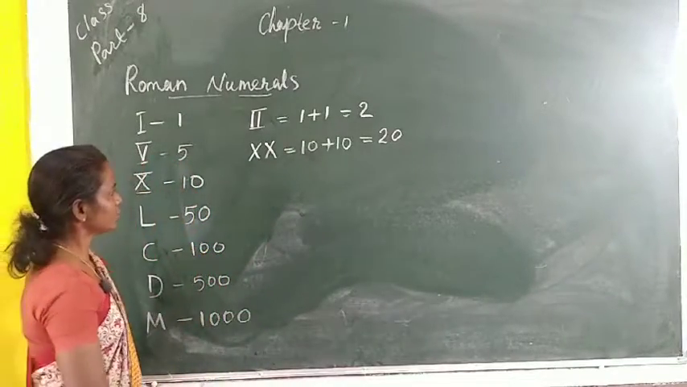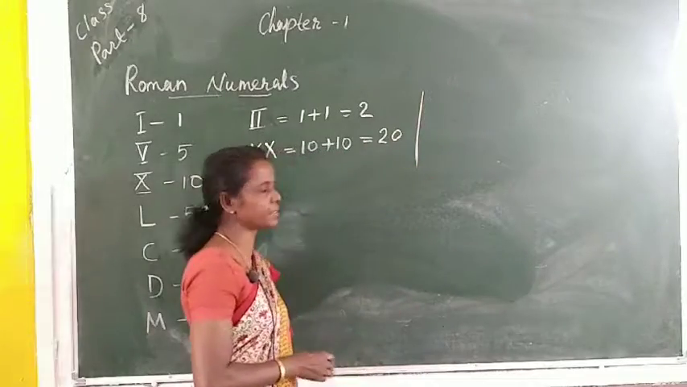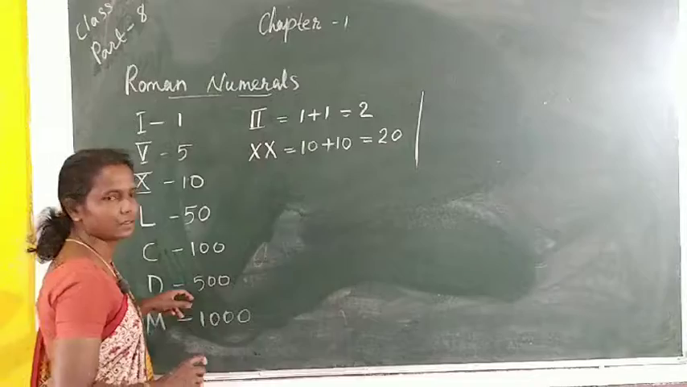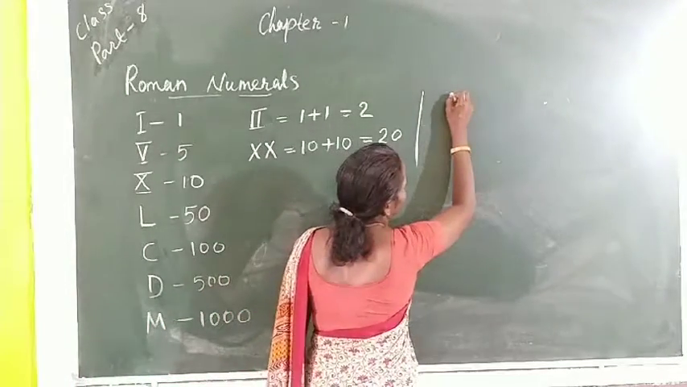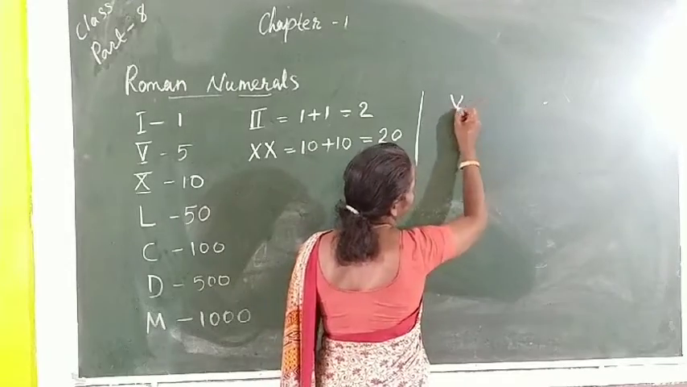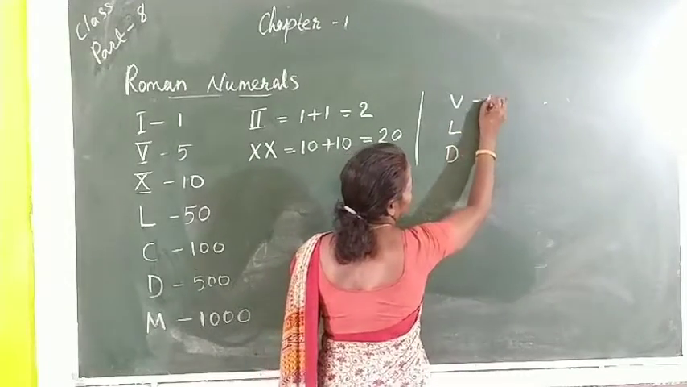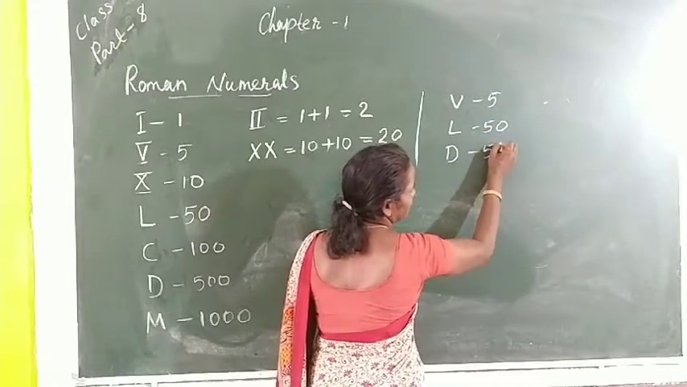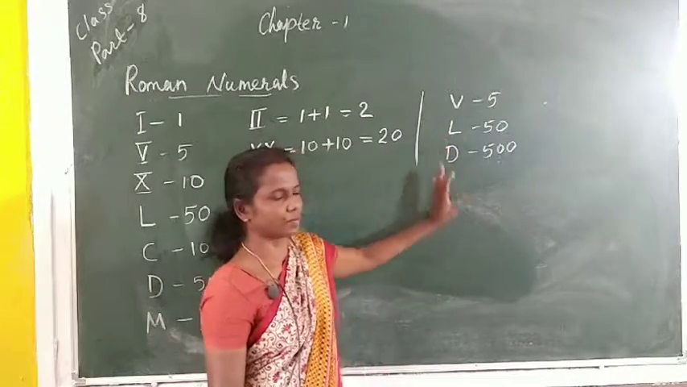Next, look here: which numbers are never repeated? 5, 50 and 500. These symbols, 5, 50 and 500, are never repeated.